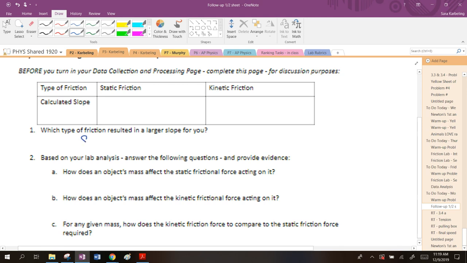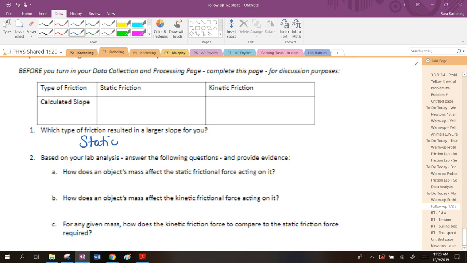The answer should be static. Hopefully that's what you saw. On some of your graphs, I wrote a couple of things. One was like, oh, maybe there's some outliers because what I saw was that your kinetic slope was larger, which is not what it should be, right? The static slope should be bigger. We're going to talk about why that's true in just a minute. But first, I want to move on to question 2.